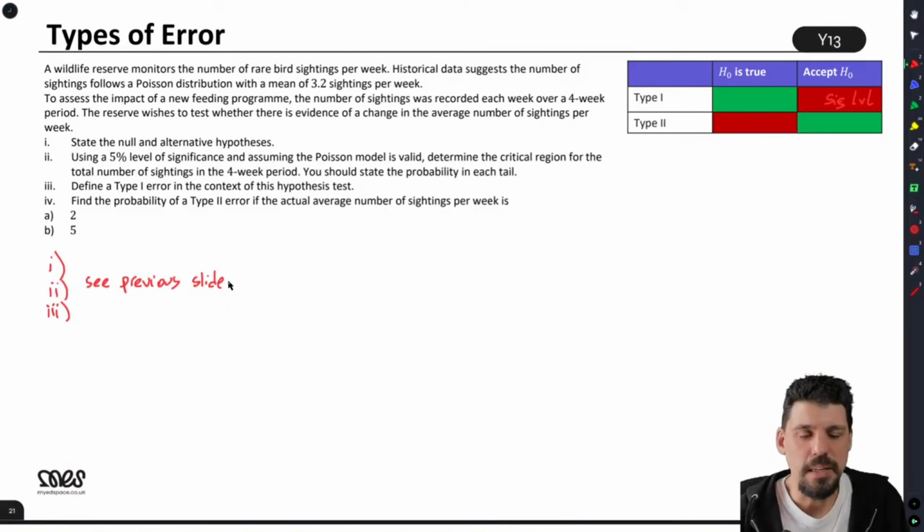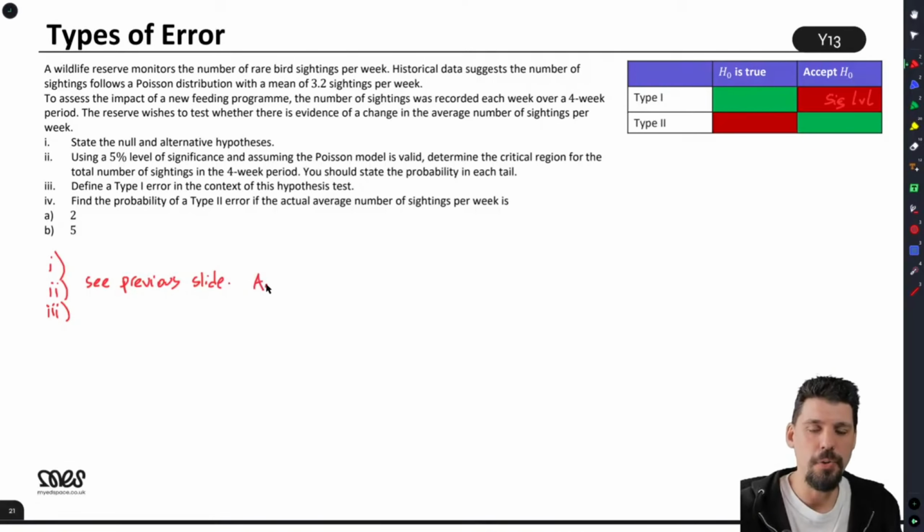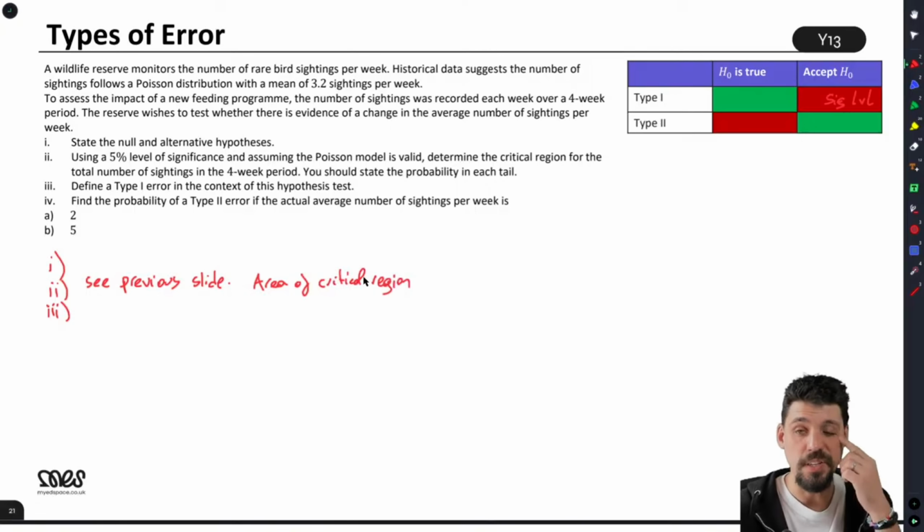So it really is type 1 error is basically your significance level. It's the area of the critical region. All right, super easy. The probability of rejecting H0 when you shouldn't, i.e. H0 is true, and we just happen to land in the rejection area, i.e. it's the area of the critical region.